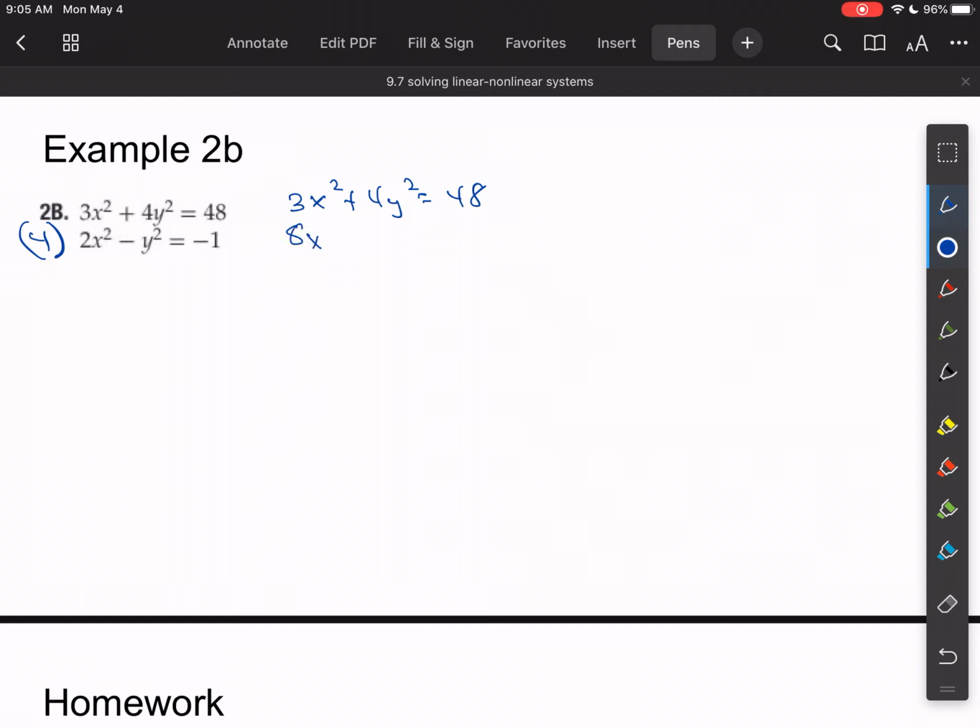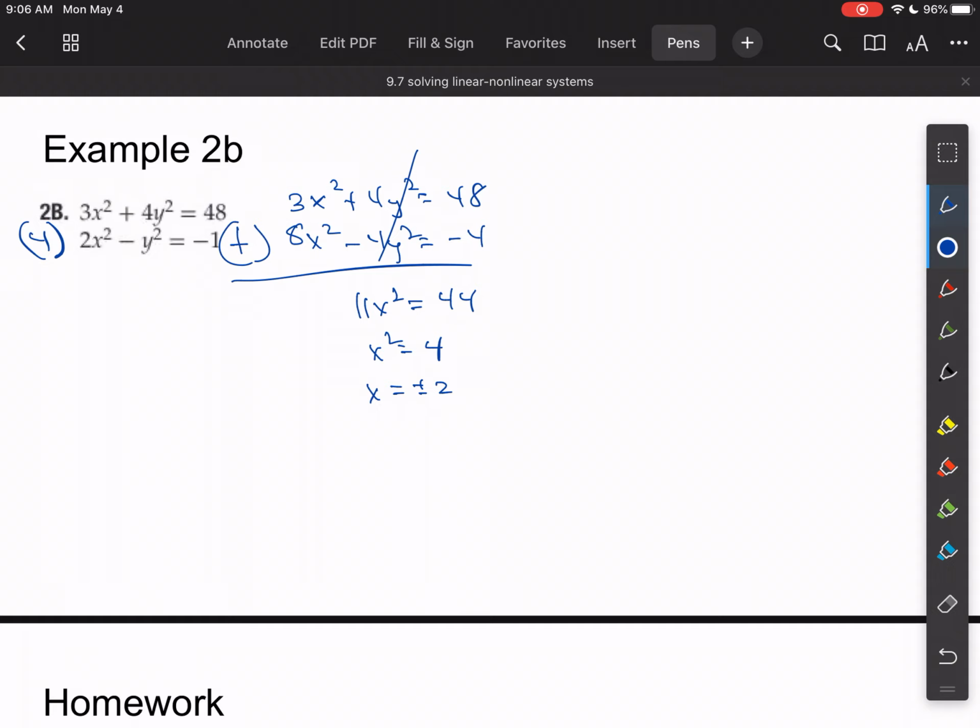So we have 8x squared minus 4y squared is equal to negative 4. These go away, so I'm left with 11x squared. By the way, I'm adding here because I had to add in order for these to cancel, right? 48 plus negative 4 would be 44. So x squared is equal to, if we divide both sides by 11, 4. X is then equal to plus or minus 2.